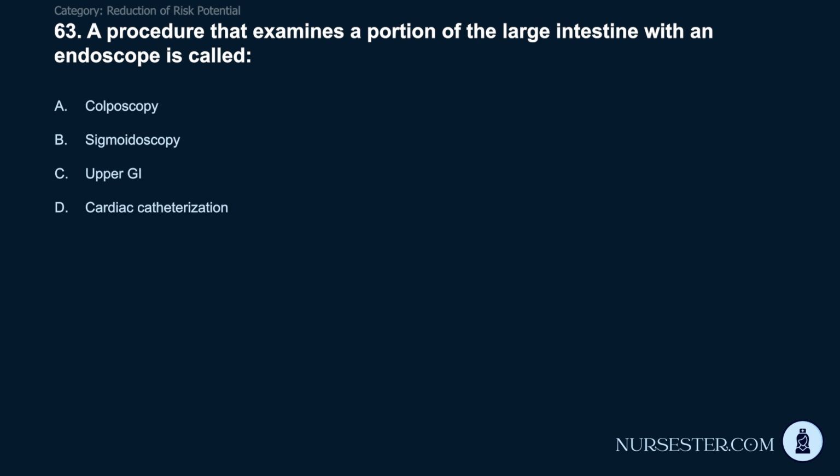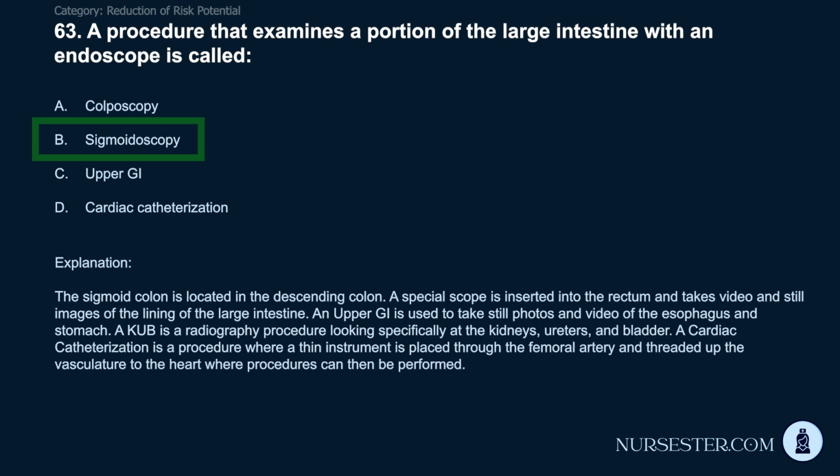63. A procedure that examines a portion of the large intestine with an endoscope is called: A. Colposcopy. B. Sigmoidoscopy. C. Upper GI. D. Cardiac catheterization. Correct answer: B. Sigmoidoscopy. The sigmoid colon is located in the descending colon. A special scope is inserted into the rectum and takes video and still images of the lining of the large intestine.